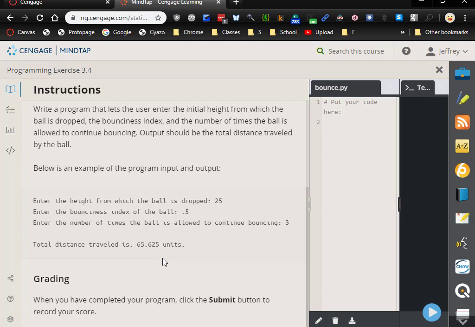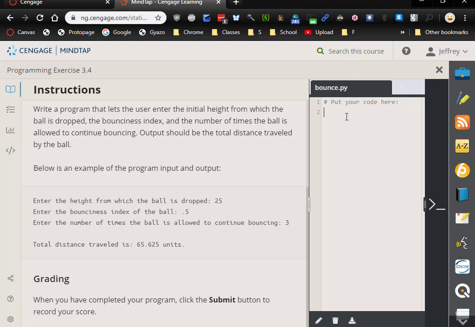Now, I wonder if I'm understanding the problem correctly, and I'm going to get the answer that they did. I'm going to find out. I'm just going to do this. This isn't correct, of course. Print. What were my numbers? 25 plus 12.5 times 2 plus 6.75 times 2 plus, what was that, 3.4 times 2. Let's see if we get close.